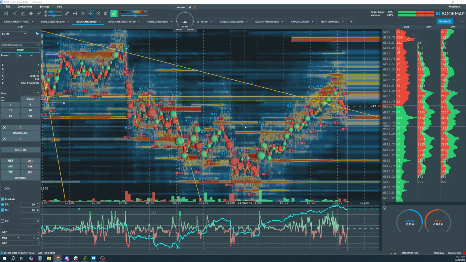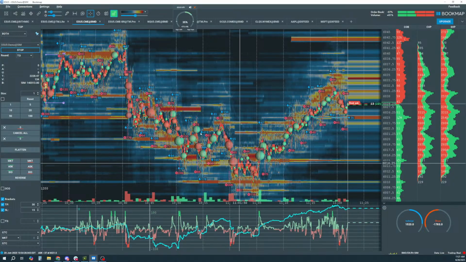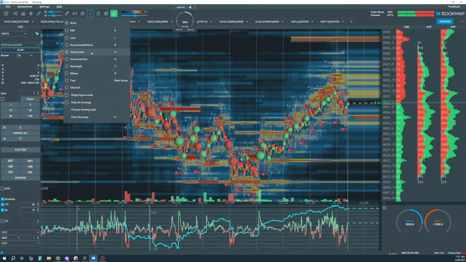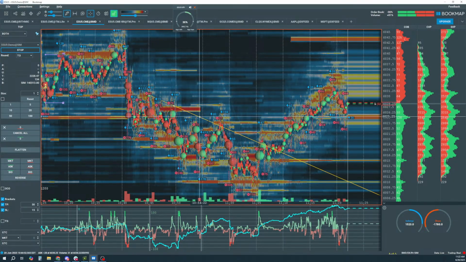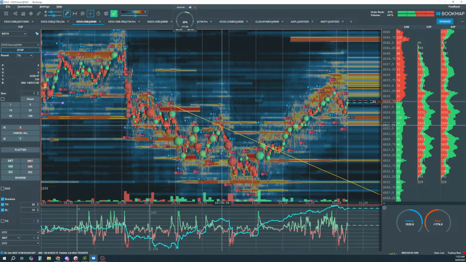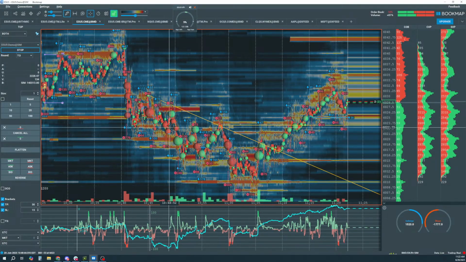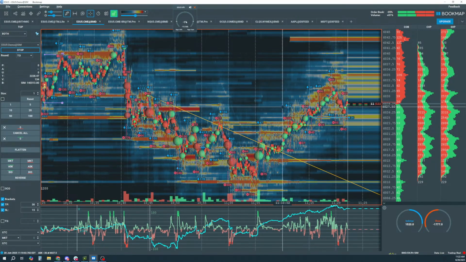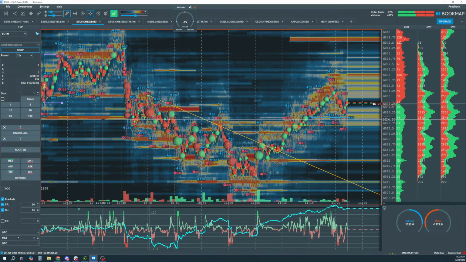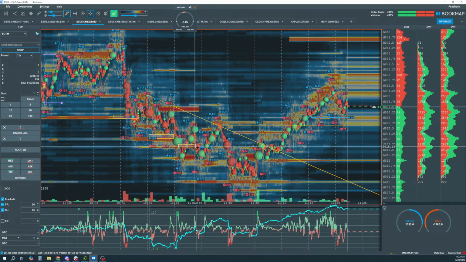Actually, this isn't a bad setup. Why do I say that? If we look on a smaller time frame here, here's our break of structure, right? And another break of structure right here. So we're looking for high liquidity. This is that trend line break and accumulation one I've been covering a lot here. So high liquidity, high liquidity, high liquidity.